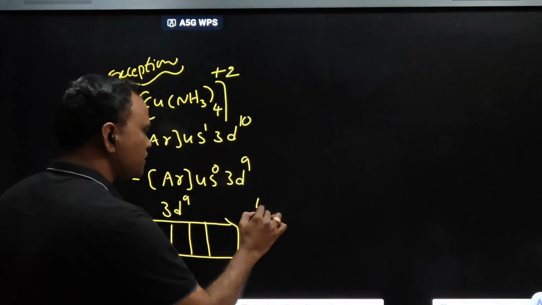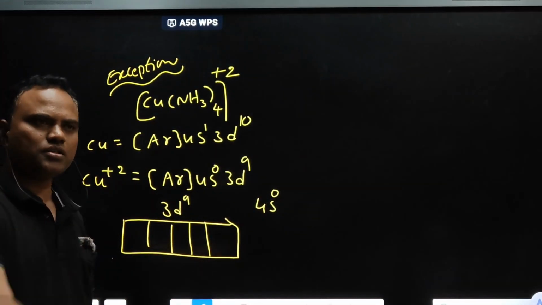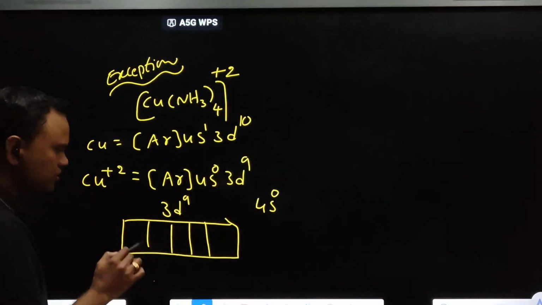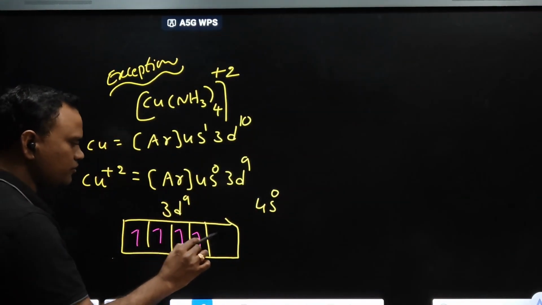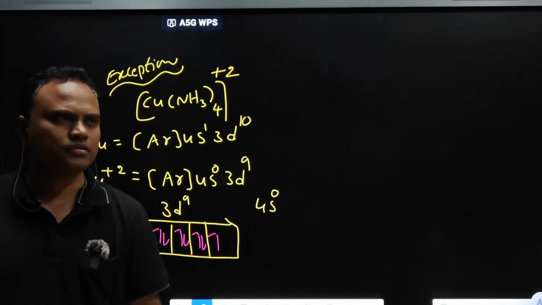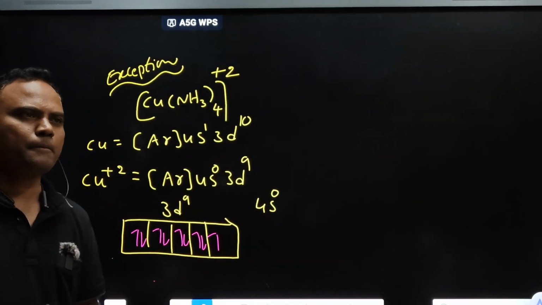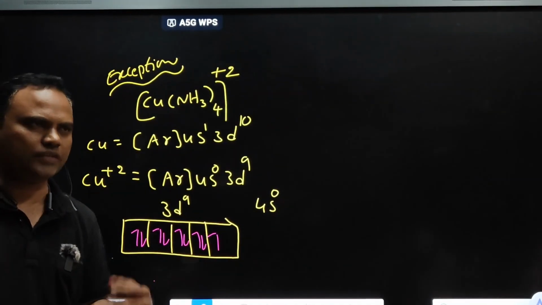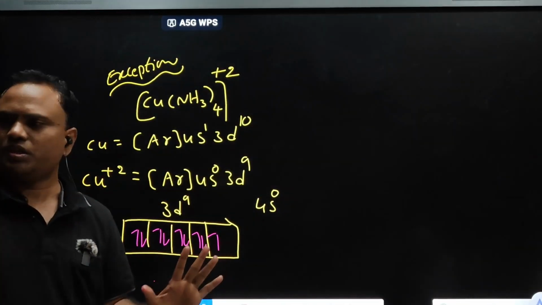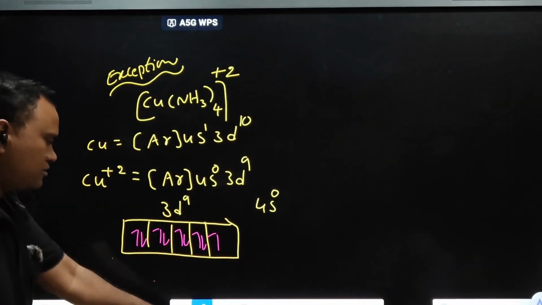3d9 and 4s0. How to fill 9 electrons according to Hund's rule? First give 1 electron each: 1, 2, 3, 4, 5, 6, 7, 8, 9. Online students, observe this example. Very important. A different concept we use here. So I have given only 2 exceptional cases. Remember the concept of these 2 exceptional cases.